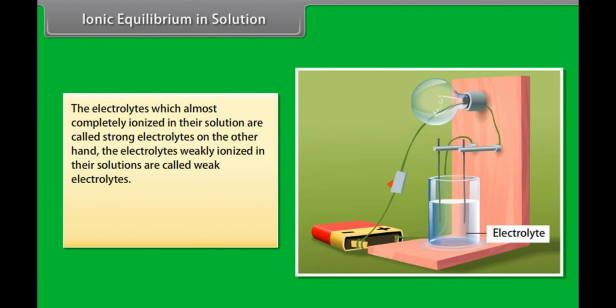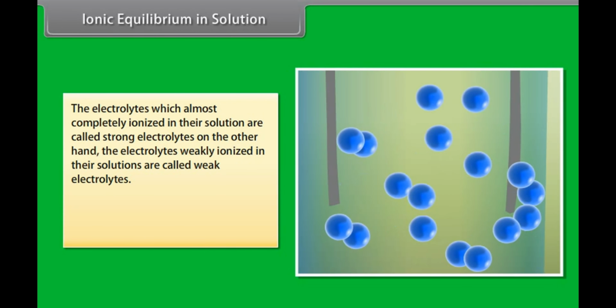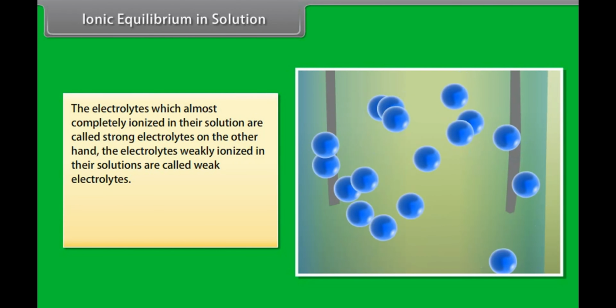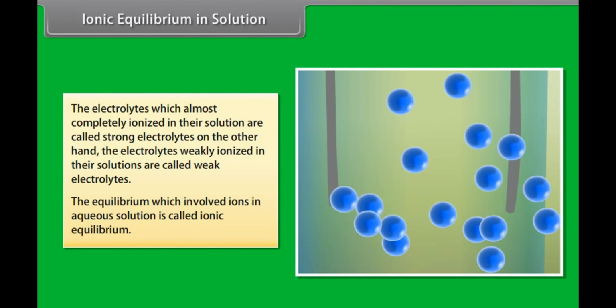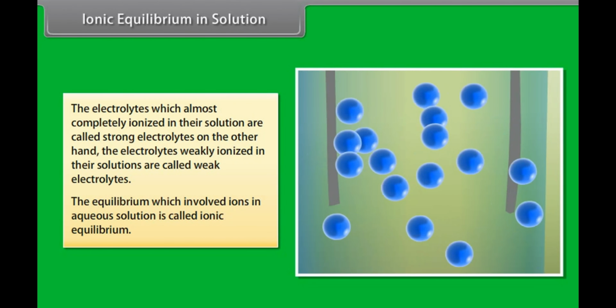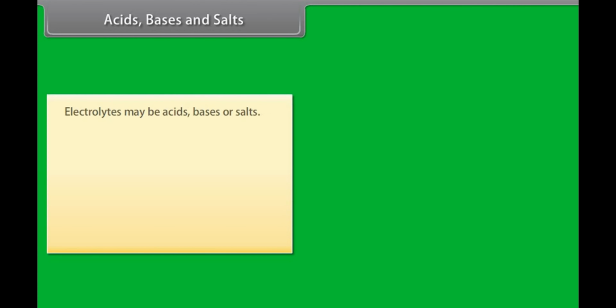The electrolytes which are almost completely ionized in their solution are called strong electrolytes. On the other hand, the electrolytes weakly ionized in their solutions are called weak electrolytes. The equilibrium which involves ions in aqueous solution is called ionic equilibrium. Acids, bases and salts. Electrolytes may be acids, bases or salts.